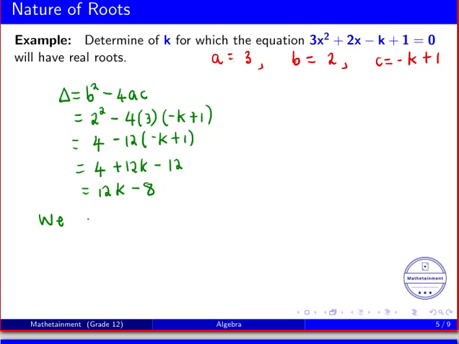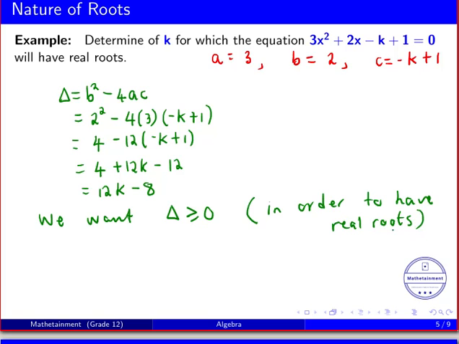Well, we want our discriminant to be greater than or equal to 0. That is, in order to have real roots. In order to have real roots, our discriminant must be greater than or equal to 0. Therefore, this implies that we can set our 12k minus 8 to be greater than or equal to 0. Now, that's a linear inequality. We can simply solve for k there. 12k is greater than or equal to 8.